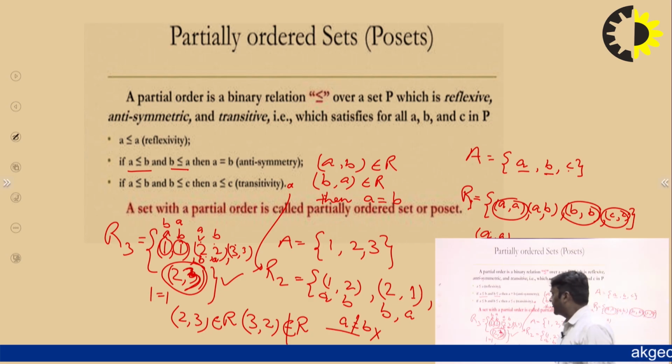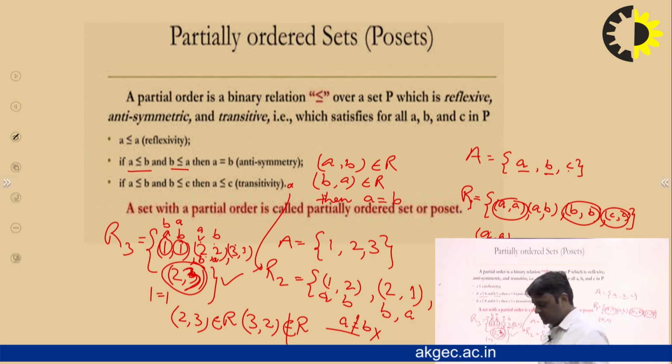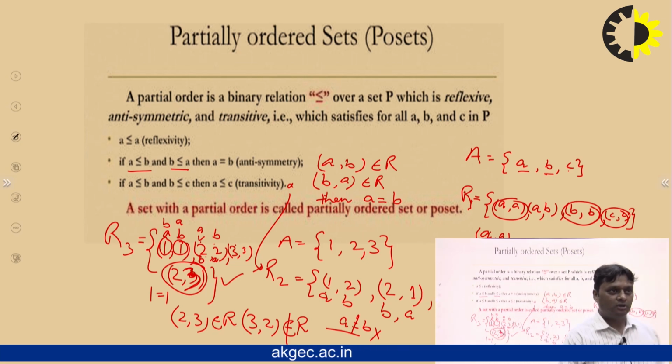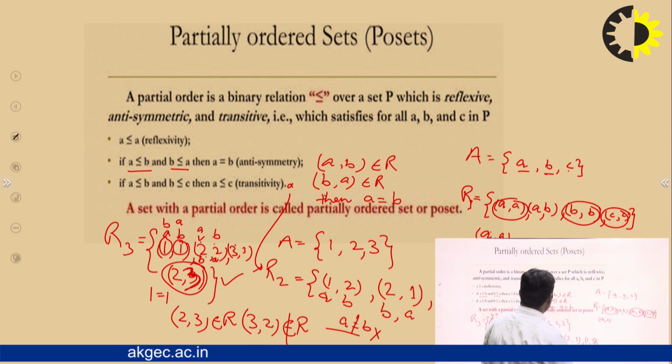Third one represents transitivity, means transitive relation. (A, B) belongs to R, (B, C) belongs to R. Then we have to check (A, C) should belong to R.